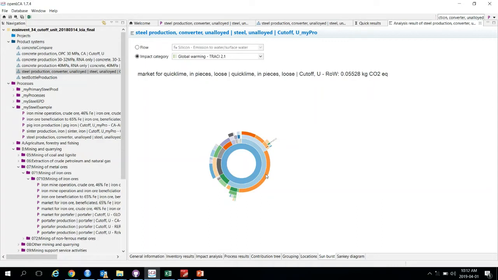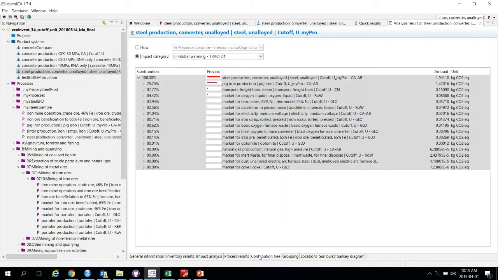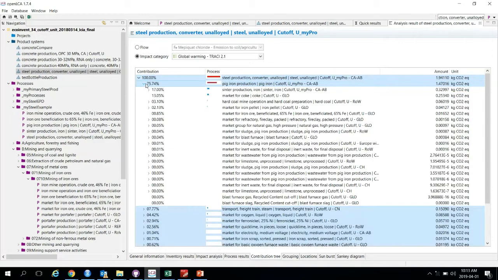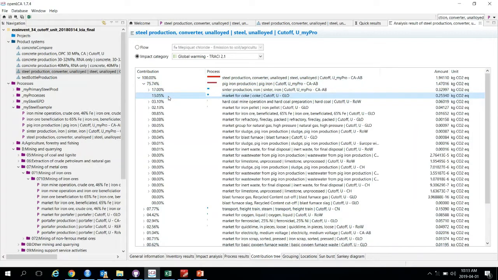What is this? And then you can click on it. You see, okay, this is due to coke, market for coke, which is going into the pig iron production process. So we can immediately say, well, this is an important hotspot. We should discuss it. Of course, there's other ways of looking into it, right? We can go to the contribution tree, and we can go to the pig iron, and we go, okay, there's the coke, and so right away we see 13% of it is occurring here.